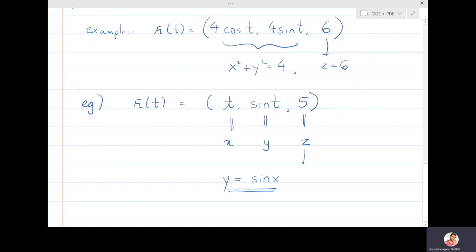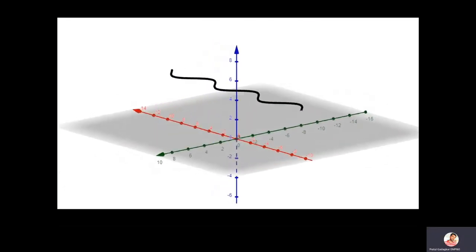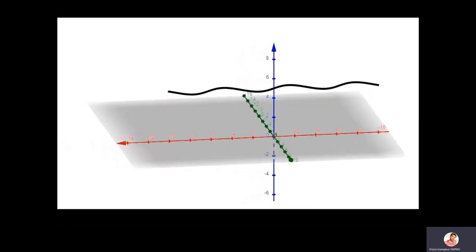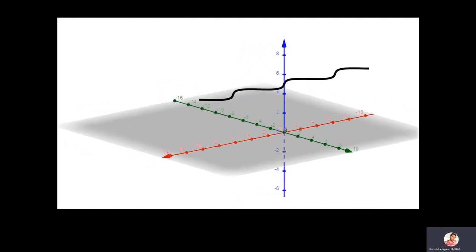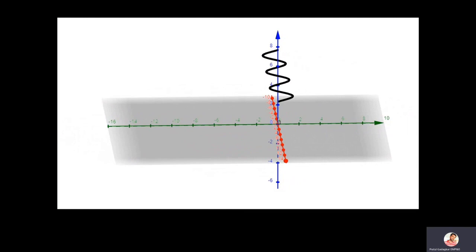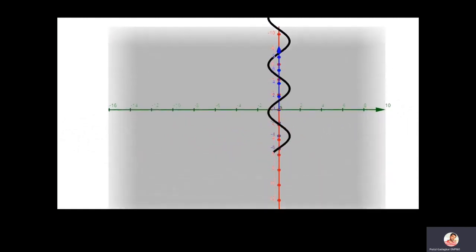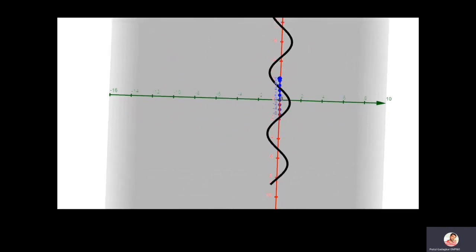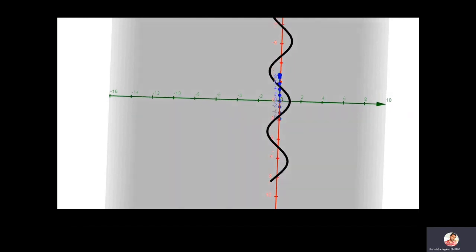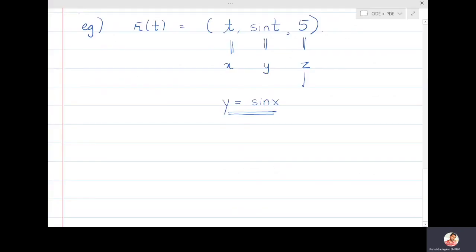So let us see it quickly. So this is the curve as we expected. It should look like a sine curve, and it should be lifted up by how many units? It should be lifted by 5 units. See, I will show you the top view, so it will look like the exact sine curve on the x and the y axis. X axis is red in color and y axis is green in color. So you see, this is the curve of y equal to sine x from the top view. Okay, so it exactly looks like sine x. So I hope now this curve is also understood.